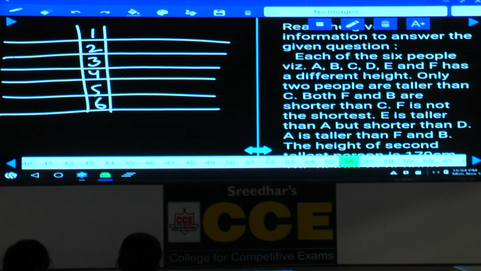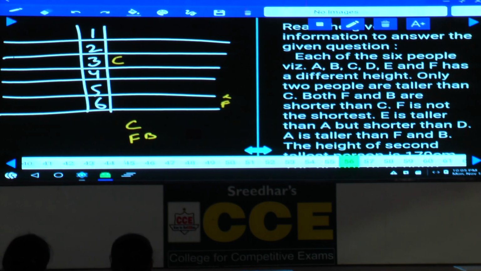How many people are taller than C? There must be only 2 people taller than C. C is here. Only 2 people are taller than C. Both F and B are shorter than C. F is not the shortest.